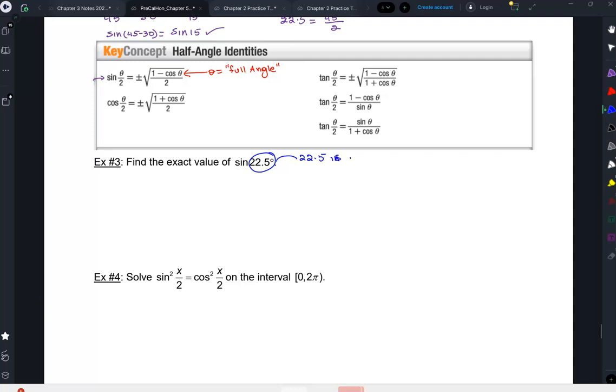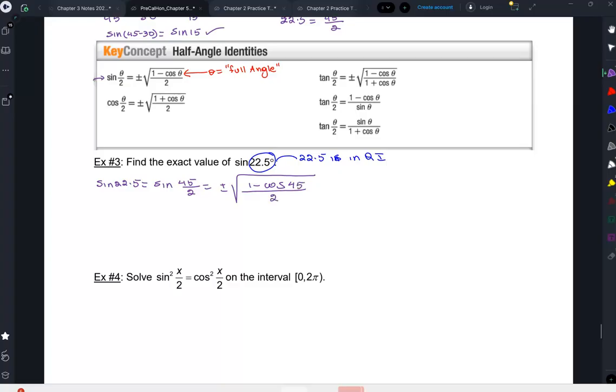22.5 is in quadrant 1. That's going to come in handy, right? Because there's a plus minus situation here. Do you see this? Okay, so now sine of 22.5 is the same as sine of 45 over 2. So this is the same as plus or minus the square root of 1 minus cosine of how much? What's theta? 45 over 2.